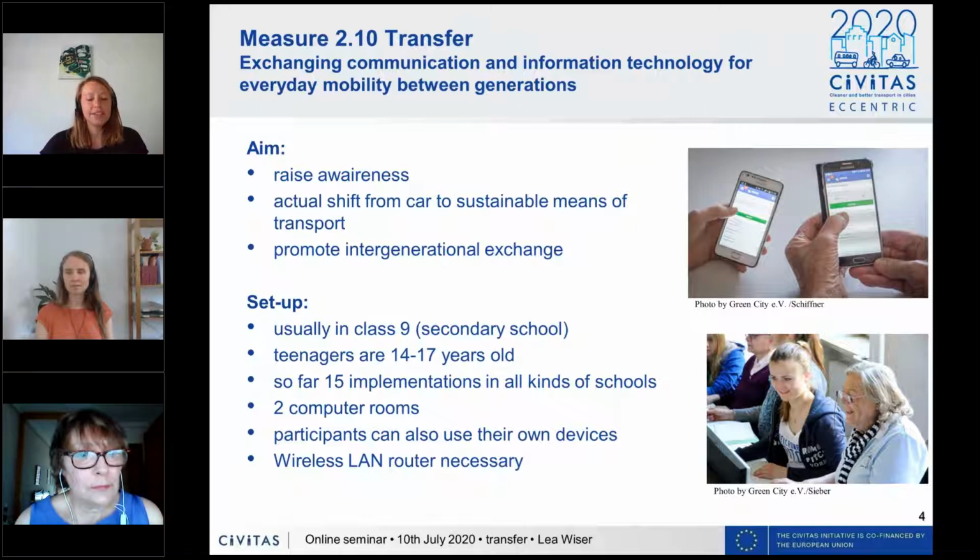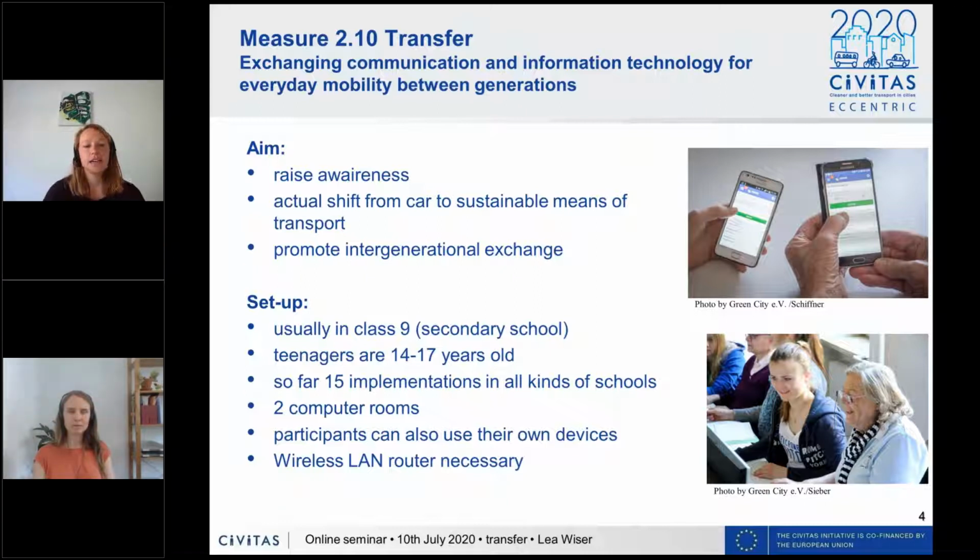It's also interesting, in the last 2 years it changed, because in the beginning almost everyone worked on the computers, and now more and more elderly people have their own smartphones. So usually we are in 2 computer rooms. It's important that we have enough space, so we use 2 rooms. And I usually also bring a wireless LAN router, because the school internet is not always working very well and not open to everyone.